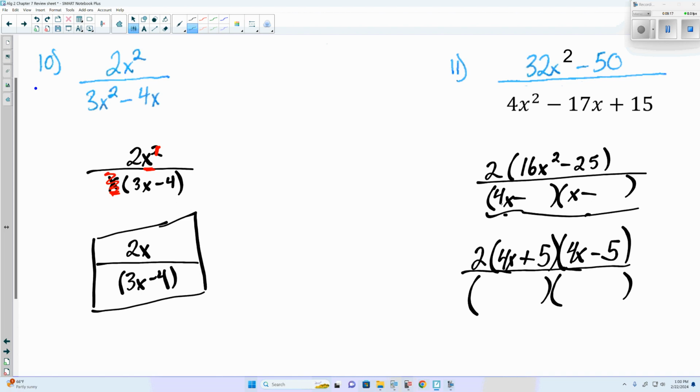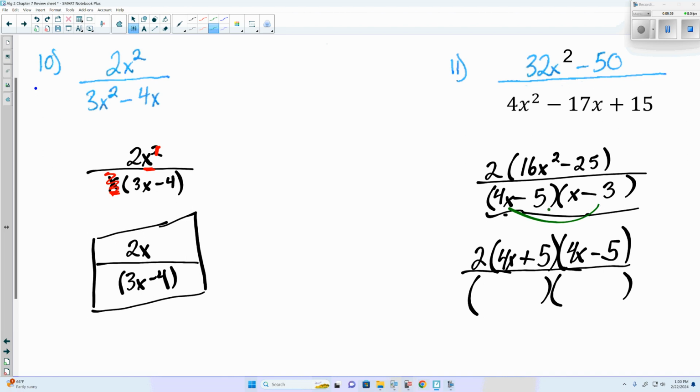15 is 1 and 15 or 3 and 5, yes? 5 in the first, 3 in the second, because if this works out, we now have 4x minus 5 on top and bottom. This is helpful, so if we find one that factors nicely, factor it. Then use it as a roadmap to find the others.